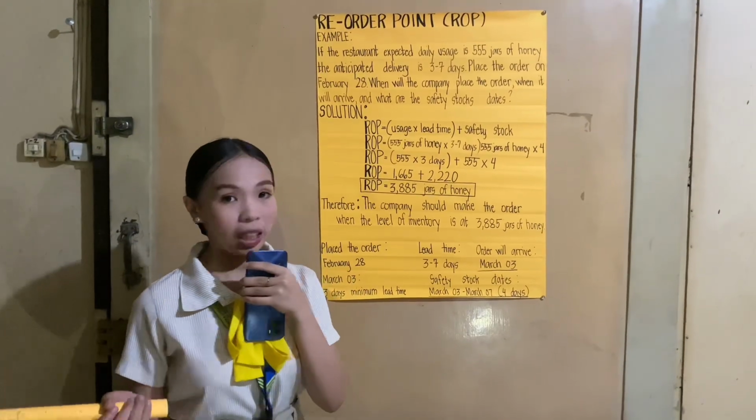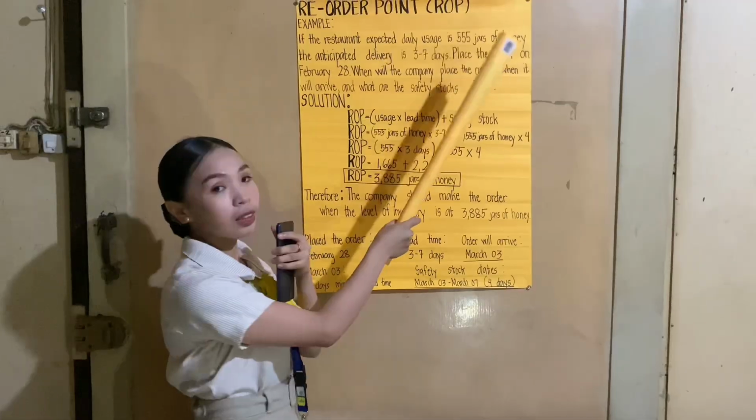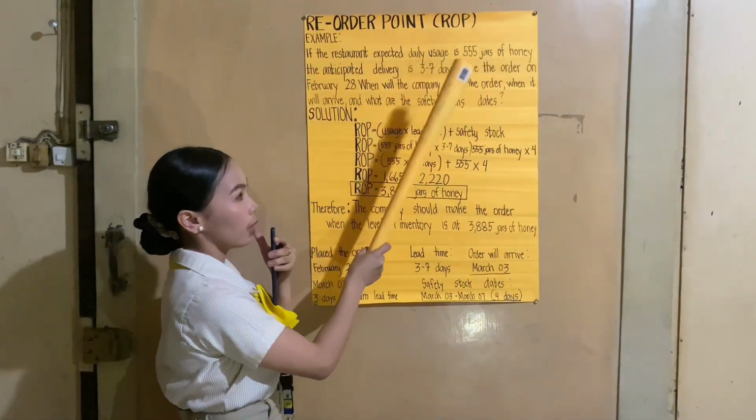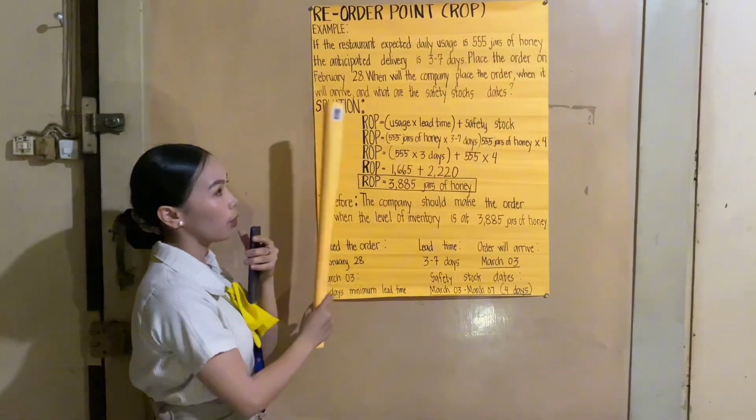So I have an example here. If the restaurant expected daily usage is 555 jars of honey, the anticipated delivery is 3 to 7 days, place the order on February 28. When will the company place the order? When will it arrive? And what are the safety stock dates?